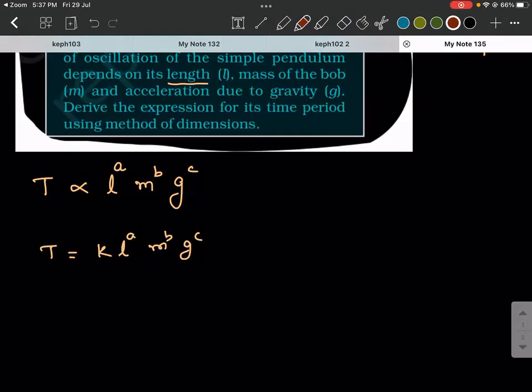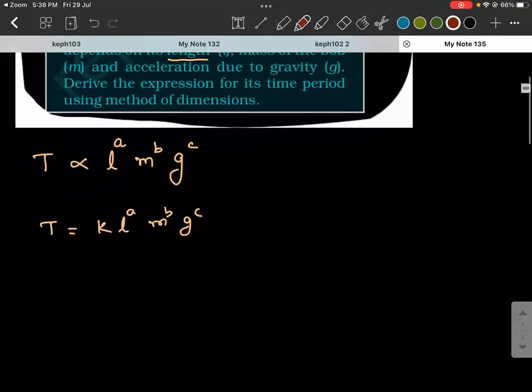What is the meaning of it? Means all the physical, so left hand side, if you see, you have one physical quantity. What is it? Time. So the dimensional formula for time should match with the combination of dimensional formula of L power A, M power B, and G power C. Okay. So what I'm saying, for dimensional consistency, did you understand the second step?